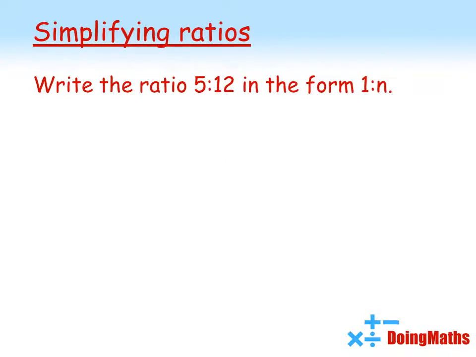Sometimes you'll be asked to write a ratio in the form 1 to n. N can be any number, it doesn't have to be a whole number. So in this example, we're going to write the ratio 5 to 12 in the form 1 to n.